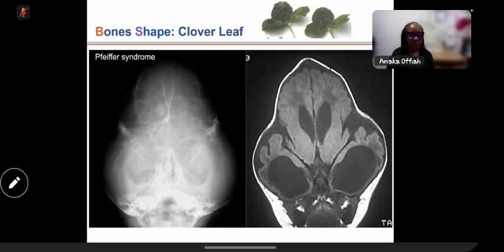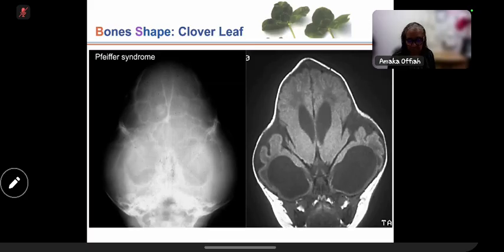So the skeletal dysplasias, we can spend the next 5 hours going through shape and abnormal shape, but we're not going to. Here is Pfeiffer syndrome, cloverleaf skull, premature fusion of the squamous temporal sutures. You may also get a cloverleaf skull in thanatophoric dysplasia type 2 for the same reason, premature fusion of the squamous temporal sutures. Does it matter whether it's type 2 or type 1?